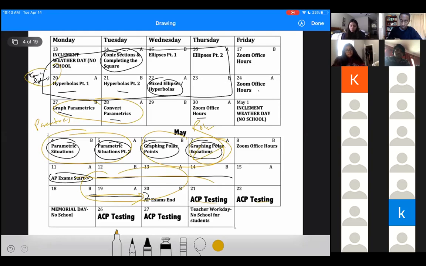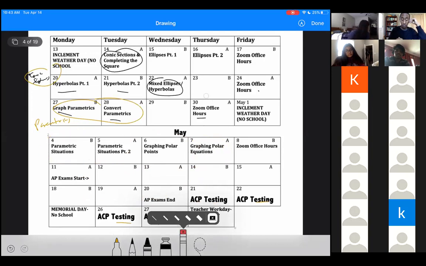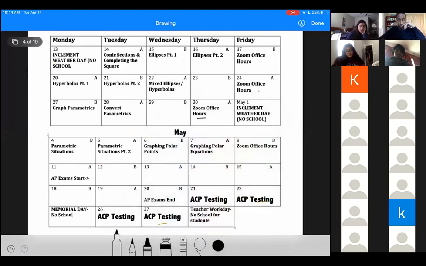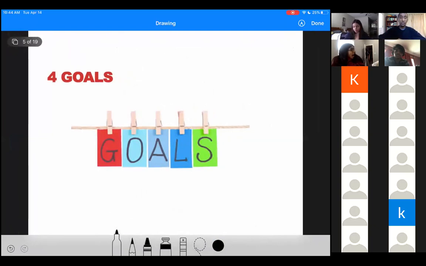And then ACP testing, like I said, there's no district ACP testing. So what that looks like, as soon as I find out, I will communicate that with y'all. Okay. Any questions about the calendar? And I posted this on Google Classroom, so you can see where we're headed. All right. So this week is going to be conic sections. No questions? Okay. We'll go ahead and get started then.